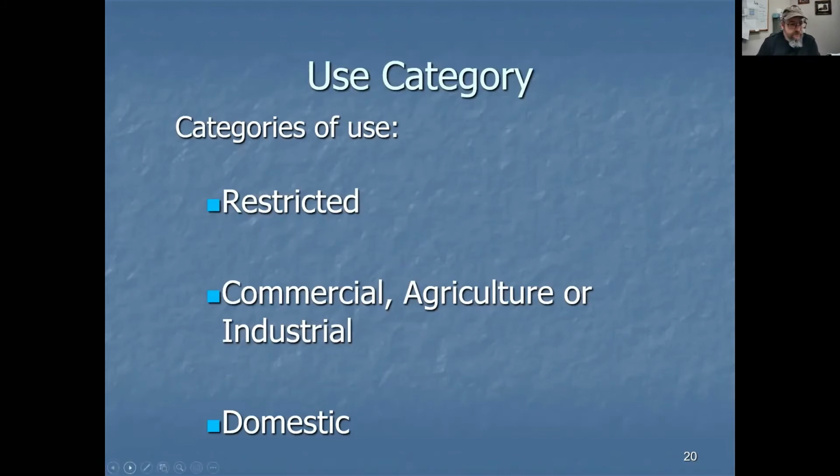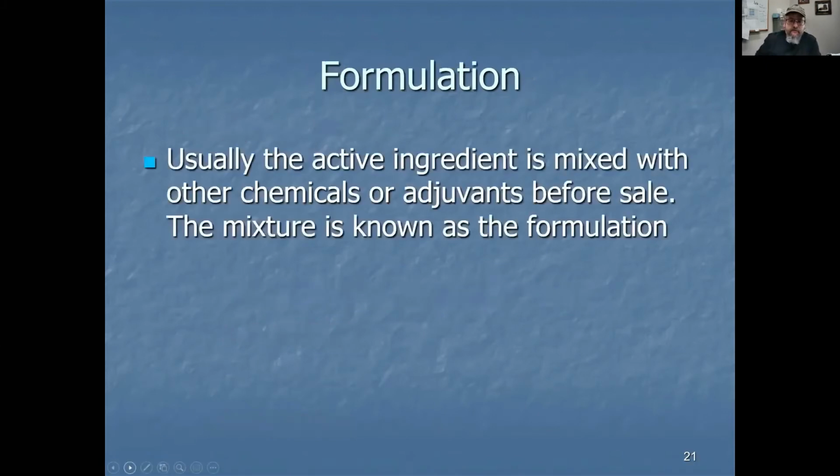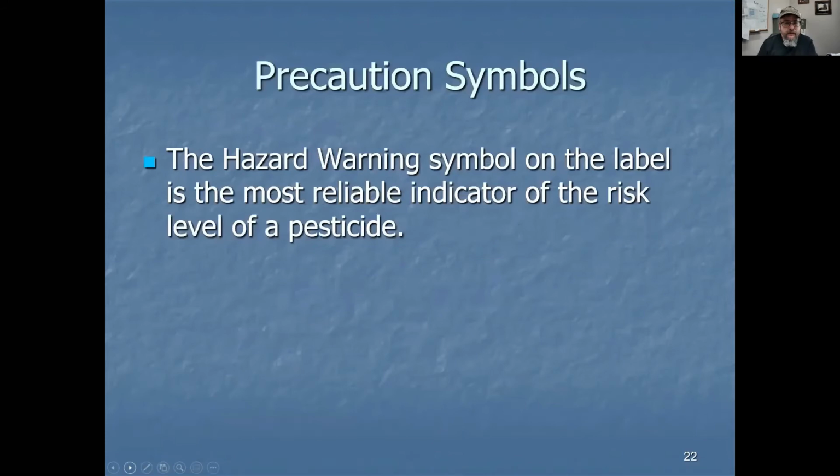Okay, the formulation, we've already talked a little bit about that. Usually the active ingredient is mixed with other chemicals or adjuvants before sale, and the total mixture is known as the formulation, okay? Precaution symbols will be on the label. You can see on here, you've got your skull and crossbones, okay?